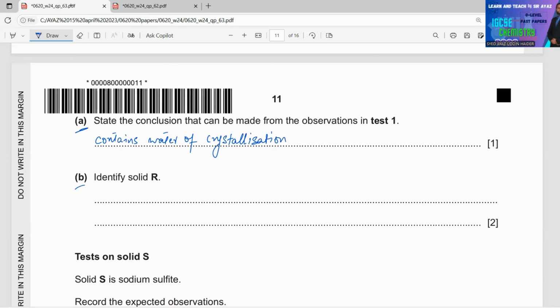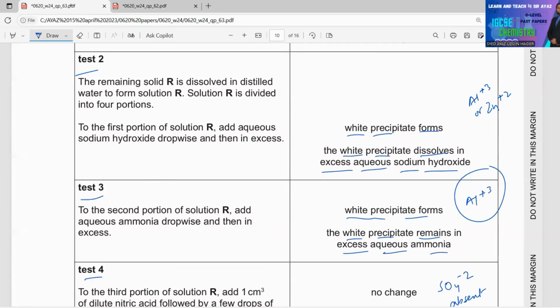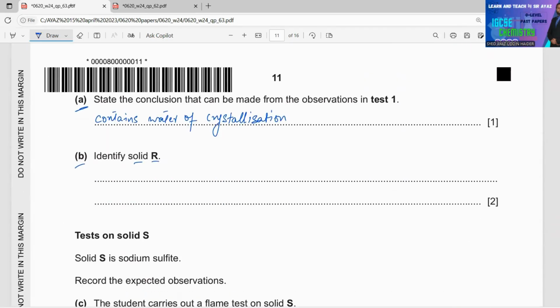Identify solid R. Looking at these tests and observations, what we have concluded is that it must have Al3+ and Br-. So you are going to write down here Al3+ or aluminium, and also Br- or bromide. This will be the identity of solid R.